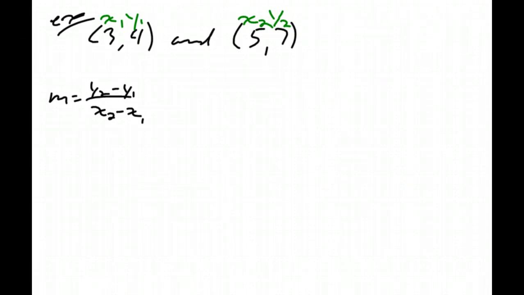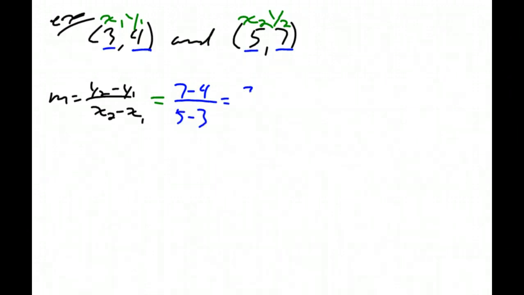And all I'm going to do is substitute these numbers into my equation, which I already know. So I have y2 minus y1, so 7 minus 4 on top. On bottom I have x2 minus x1, so 5 minus 3. 7 minus 4 is 3. 5 minus 3 is 2. There's our slope. It is simplified as far as it'll go, so my slope is 3/2.